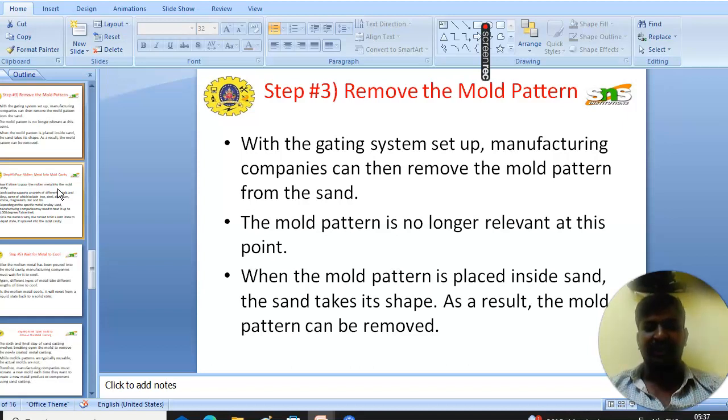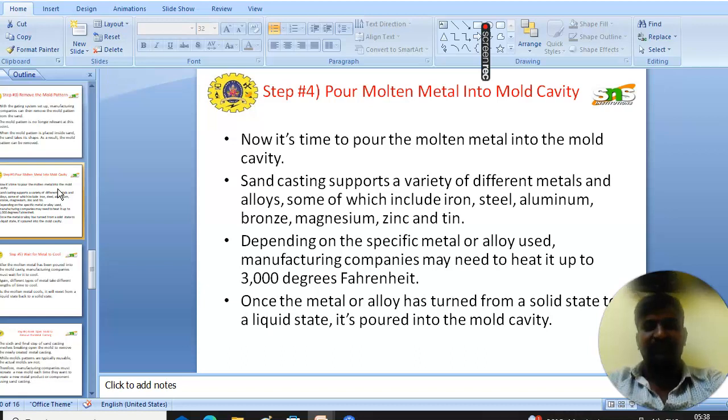With the gating system set up, the manufacturing companies can then remove the mold pattern from the sand. The mold pattern is no longer relevant at this point. When the mold pattern is placed inside the sand, the sand takes its shape. As a result, the mold pattern can be removed. Step 4 is pouring the molten metal into the cavity.